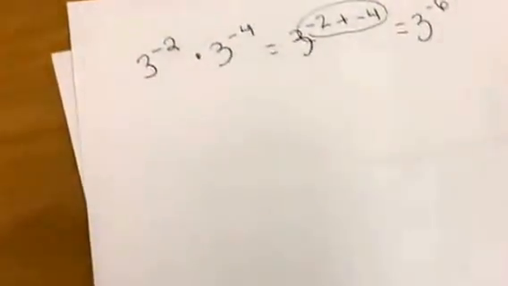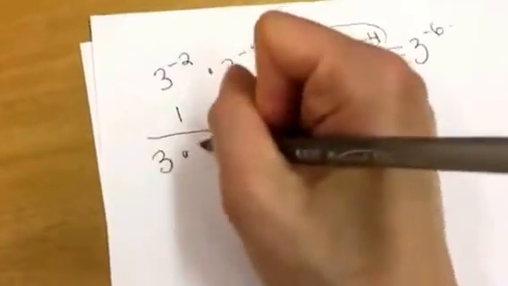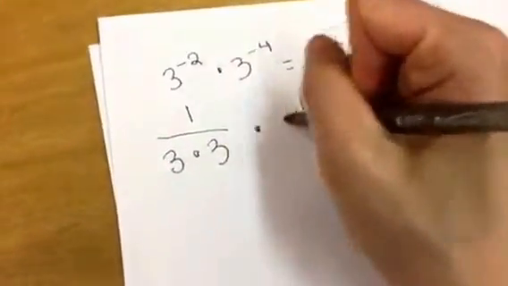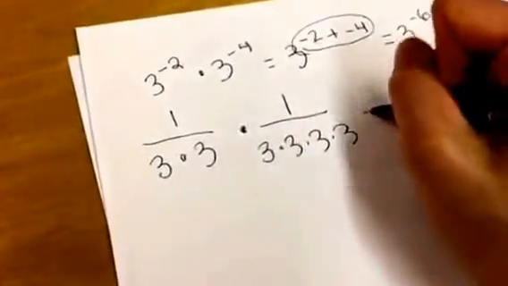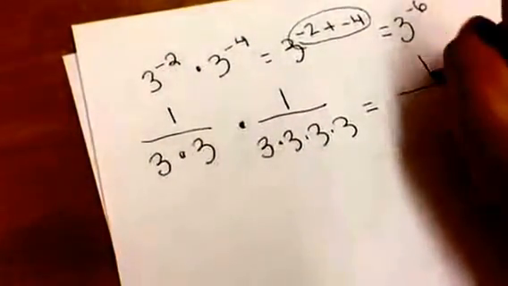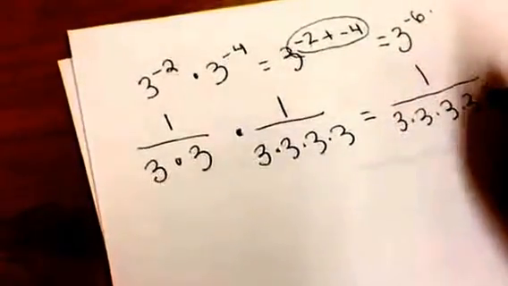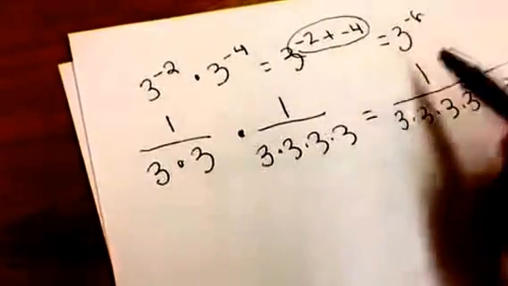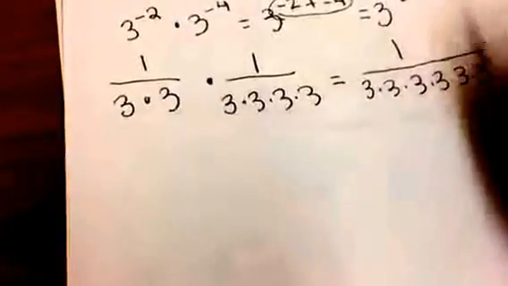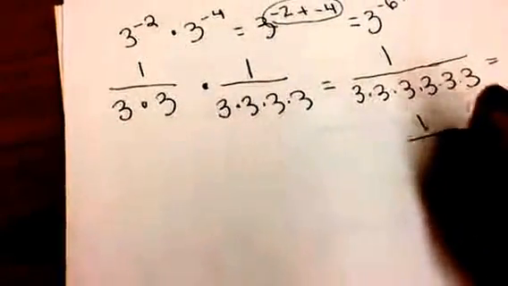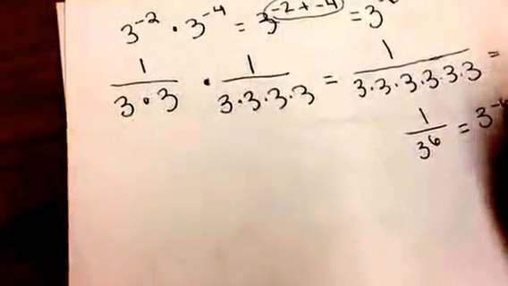So I can do it that way, but I can also look at it in expanded form. 1 over 3 times 3 times 1 over 3 times 3 times 3 times 3 is going to give me 1 over 3 times 3 times 3 times 3 times 3 times 3. 6 3's under my fraction bar. 1, 2, 3, 4, 5, 6. So that's also equal to 1 over 3 to the 6th power. It's also equal to 3 to the negative 6, which is what we set up here.